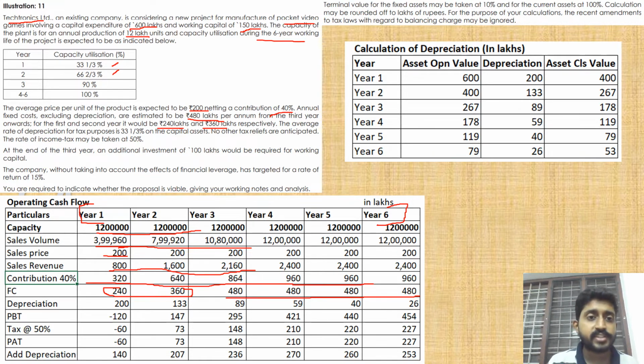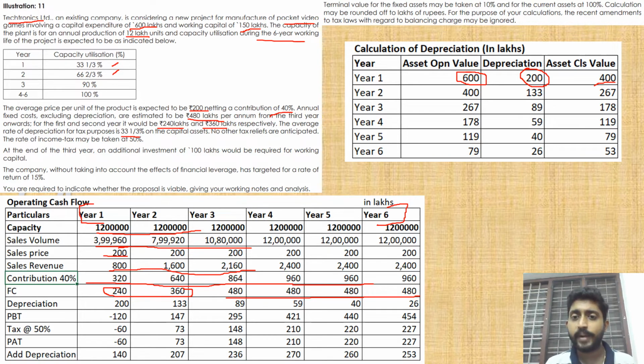Now we have seen what is the capital expenditure. 600 lakh is the capital expenditure. That is the opening value of the asset in the year 1. What is the depreciation? For that we need to read the question. The average rate of depreciation is 33.33 percentage. So apply 33.33 percentage, so it becomes 33.33 percentage multiplied by 600. It comes to 200, which is the depreciation for the first year. So 600 minus 200, the closing value of the asset is 400.